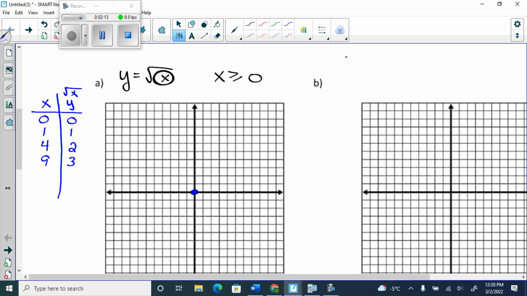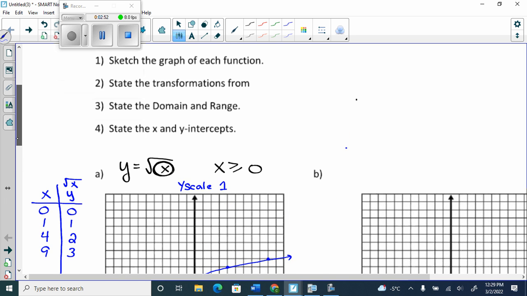Okay? I'm going to go x scale 1, y scale 1. So I have 0, 0, 1, 1, 4, 2, 9, 3. So we can get our domain from the actual function. What's underneath the square root, right? We can get the domain from there. The range, you kind of have to look at the graph. So where does your range start here? 0 and above.